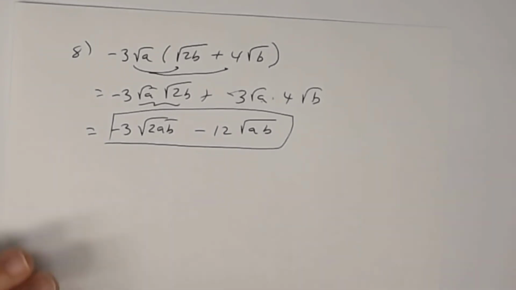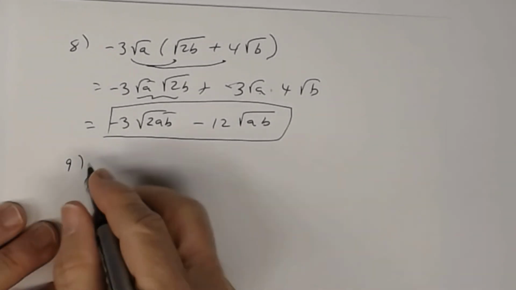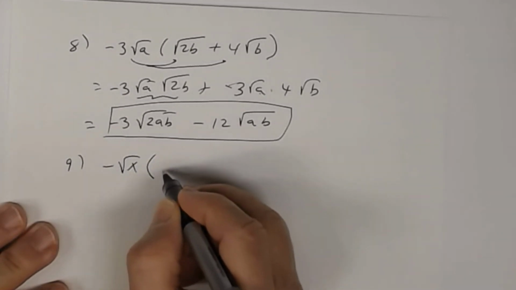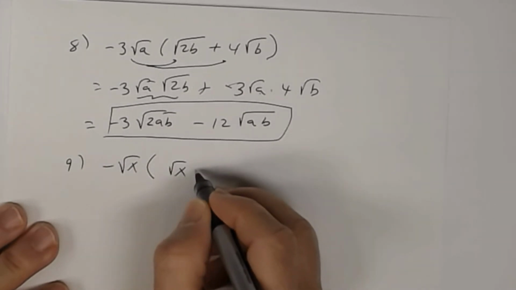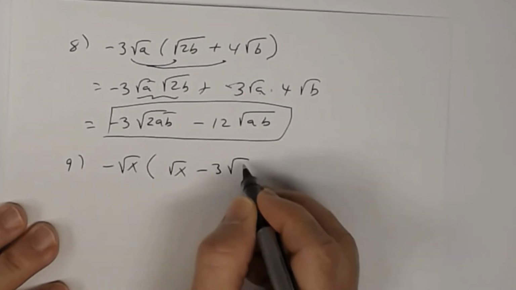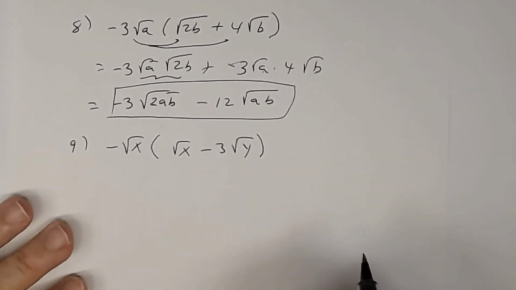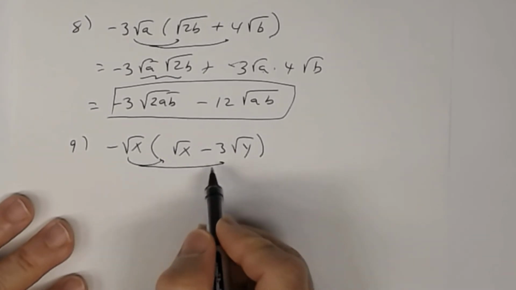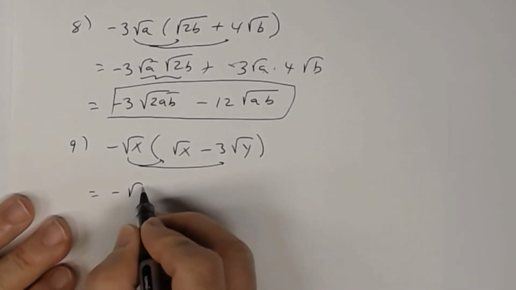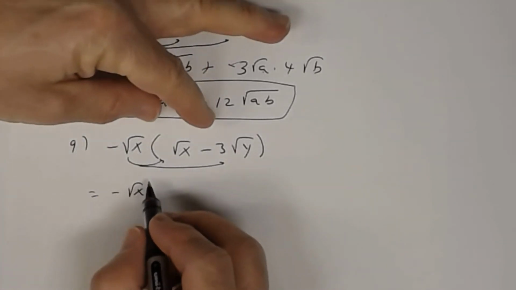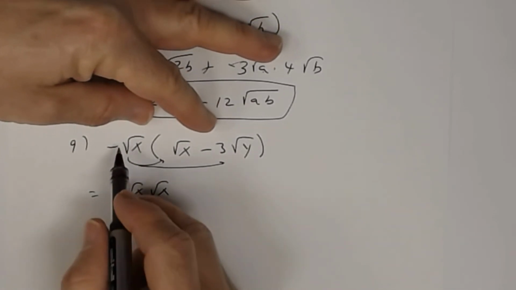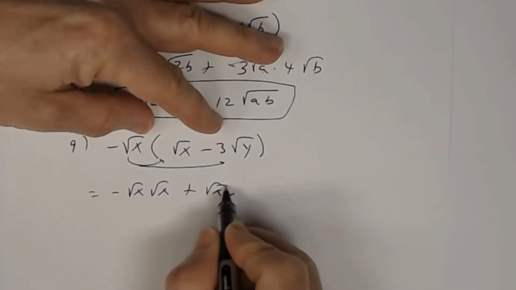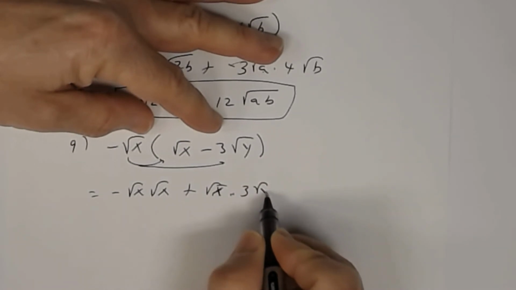All right, let's get number 9. Number 9, let's suppose you had negative square root of x times the square root of x minus 3 square root of y. All right, so let's suppose we had that. So again, using distributive property, I get negative square root of x, this times this. So negative square root of x and square root of x. Now notice a negative times a negative is a positive. And then square root of x times 3 square root of y.